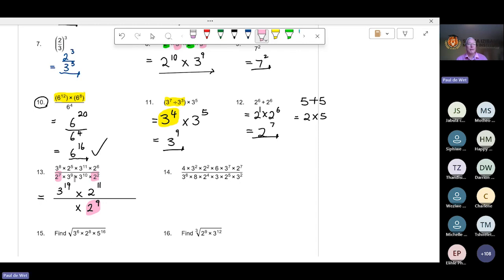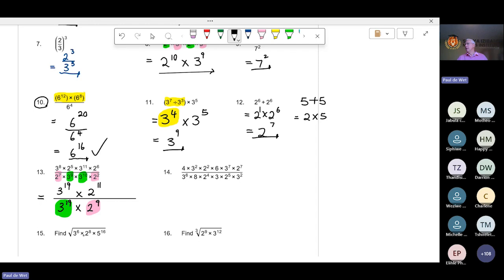How many 3's are there on the bottom altogether? Well, there's 9 3's multiplying there and another 10 3's multiplying there. So altogether, there are 19 threes multiplying together. And the way we write that as a shorthand is 3 to the 19.